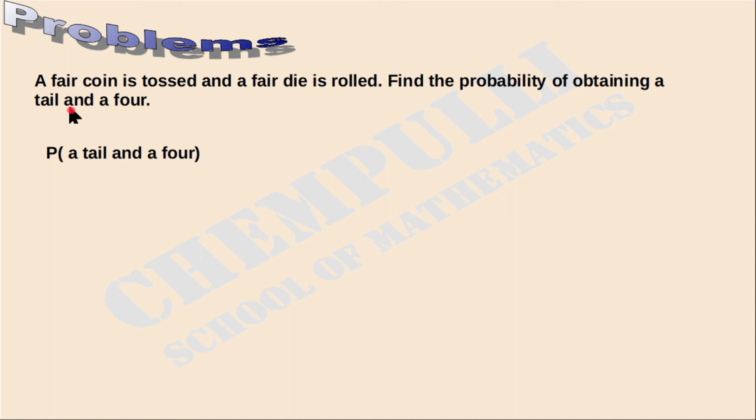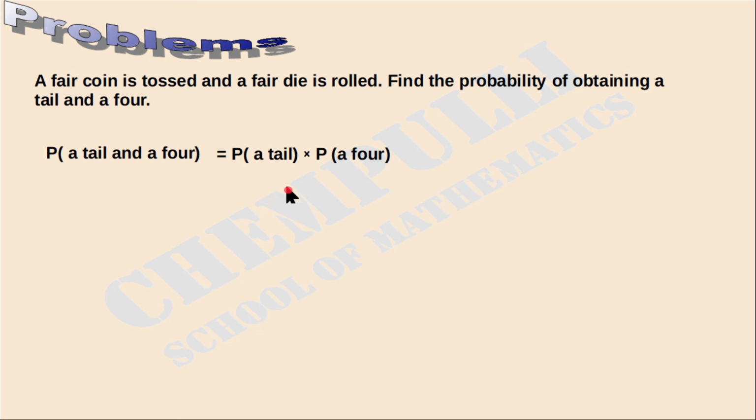That means we can separately find the probability of a tail and the probability of getting a 4 and multiply, and then we will get the probability of obtaining a tail and a 4. We can write: probability of obtaining a tail and a 4 is equal to probability of a tail times probability of a 4, because these two events are independent events. Then what is the probability of getting a tail? In tossing a coin, in total how many outcomes are there? Two outcomes. How many favorable cases are there for getting a tail? One case.